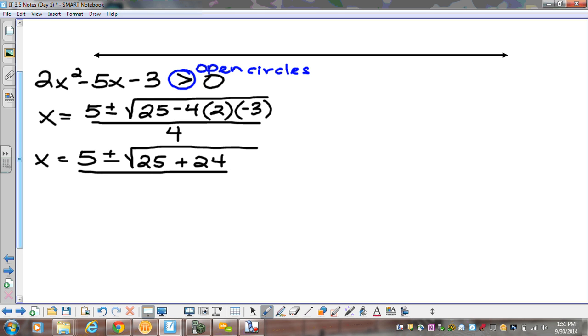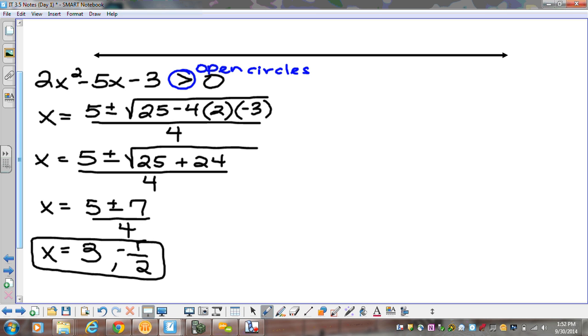Plus 24. 25 plus 24 gives me 49. Square root of 49? 7. So it's 5 plus or minus 7 over 4. Now, this represents how many solutions? 2. Dos. All right, so one of them is 5 plus 7, which is 12. 12 divided by 4 is 3. 5 minus 7, which is -2 over 4, is -1/2.